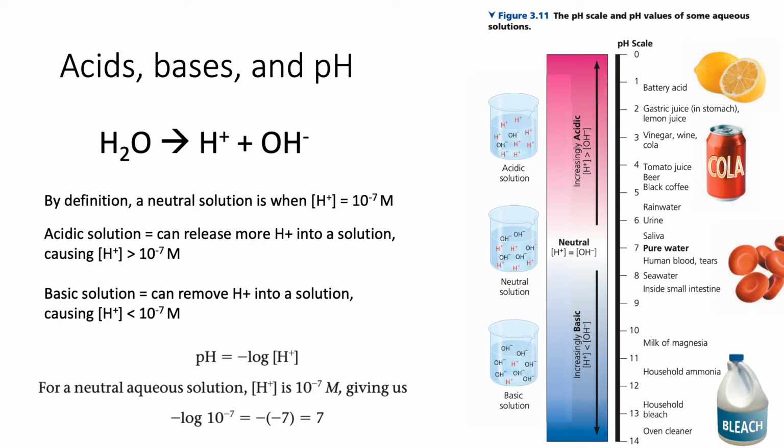We express the amount of H plus, or the H plus concentration, in water or aqueous solutions in terms of pH. By definition, pH is the negative log base 10 of the H plus concentration. And so for a neutral aqueous solution, H plus concentration is 10 to the negative 7, giving us a pH of 7.